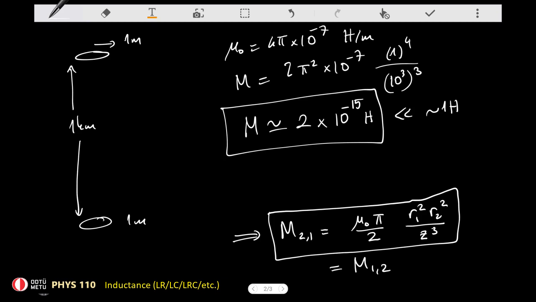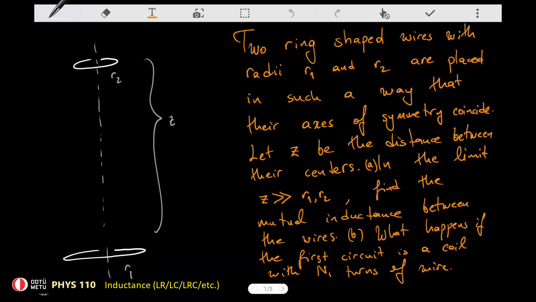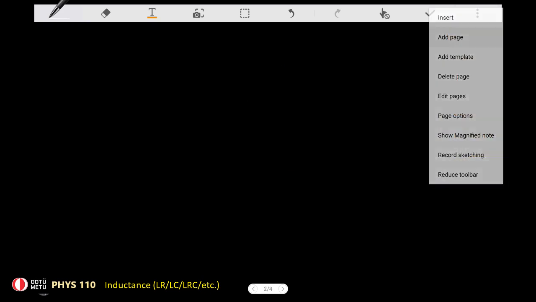All right, so then let's pass to this last part in here. What happens if I have a coil with N1 turns of wire? So I'm going to do it like this. I'm also going to add a page in here. So the first one, for example, is perhaps not a single loop, but there are many loops in here. So there are N1 turns.